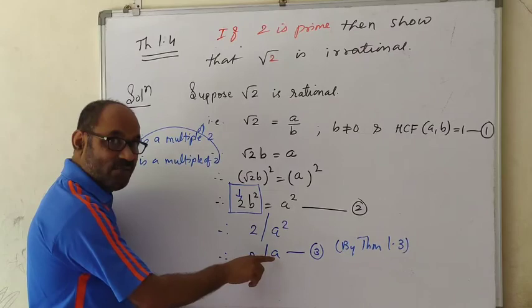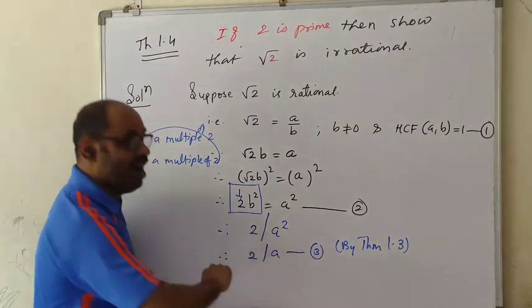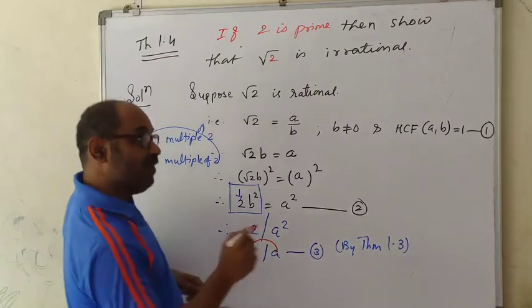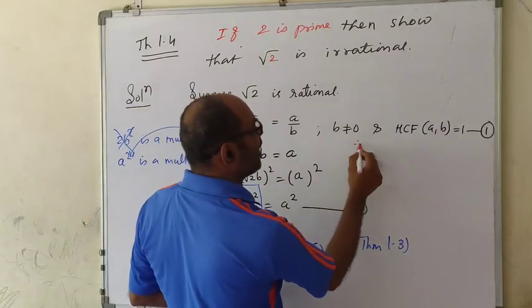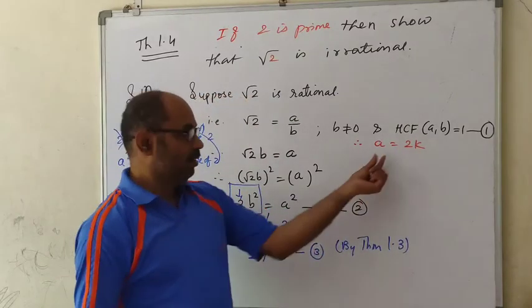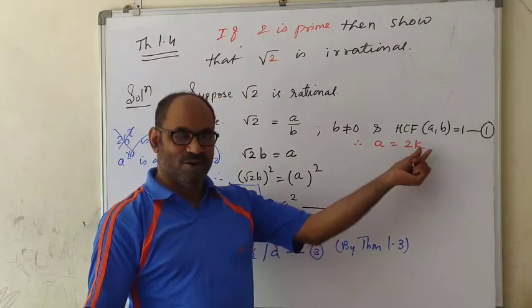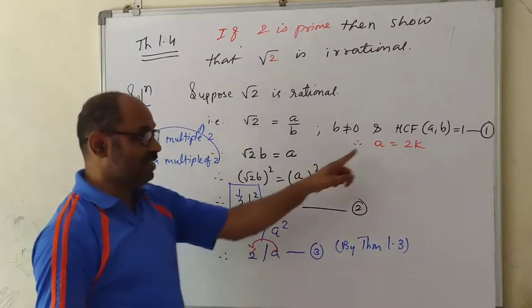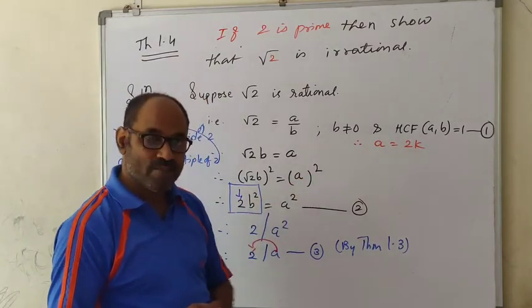So 2 is a factor of a and a is a multiple of 2. If a is a multiple of 2, I can write a is equal to 2k. 2k is a multiple of 2. I introduce another variable. A is a multiple of 2, that means a is equal to 2k.